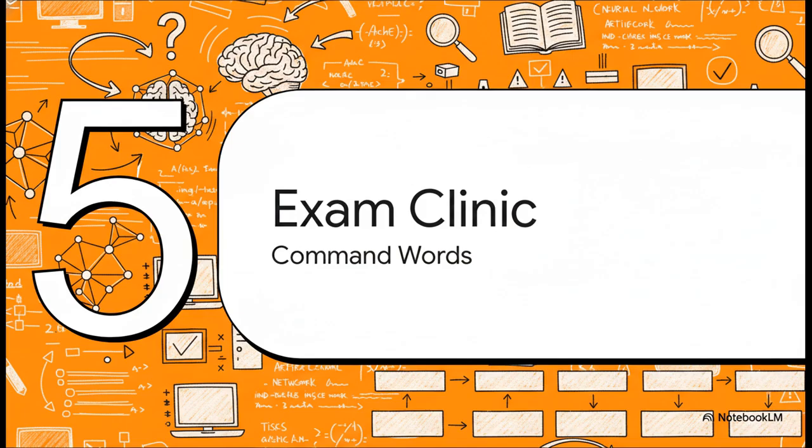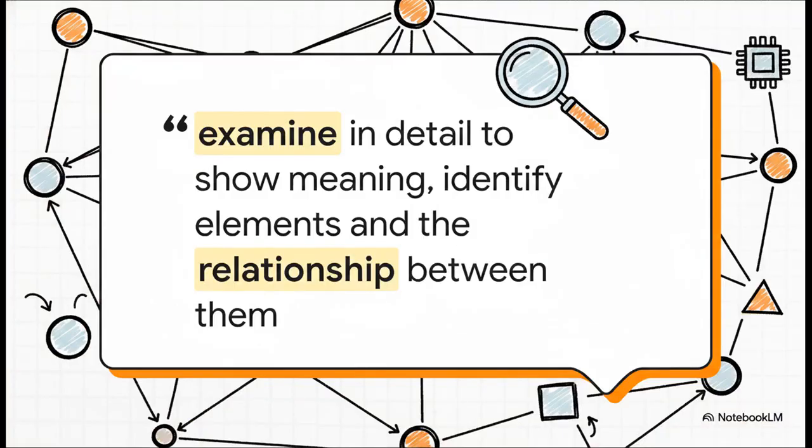Now for the most important part of today's explainer, Section 5, Exam Clinic on Command Words. Listen up, guys, because all this incredible knowledge won't get you top grades if you don't know exactly what the Cambridge examiners want to see. Let's look at the command word analyze. When you see analyze on your paper, please do not just give a simple summary. The official requirement is to examine in detail, to show meaning, identify elements, and, crucially, explicitly show the relationship between them. You absolutely have to connect the dots.